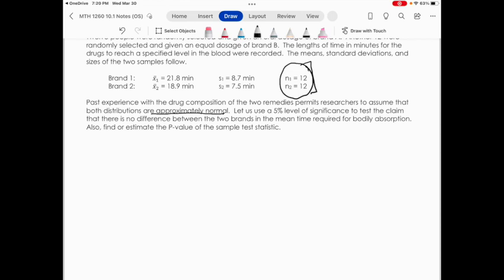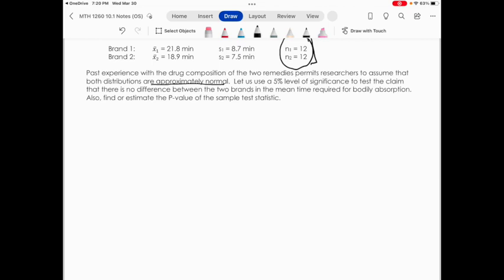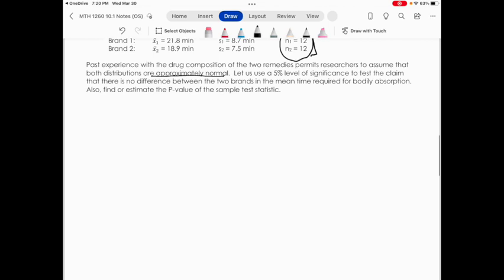So that's good. If that didn't say it in there, then we would be concerned because our sample size wouldn't be big enough. Remember, our justification is the sample sizes need to both be greater than or equal to 30, or the two populations need to be approximately normal for this to work.